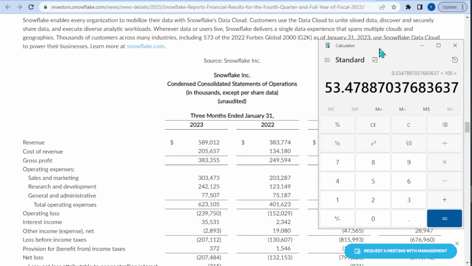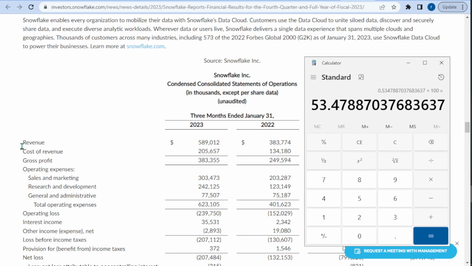That's actually very good. But here's the thing, we want to look at cost. If we look at cost, cost is about 205.6 million. We want to see if this margin has changed at all. So if we're looking at the gross profit margin, we're going to get the 355, divide that by the actual revenue, the 589,012, and multiply that by 100. All right, so that's about 65%. So yeah, 65% is their gross margin right there.